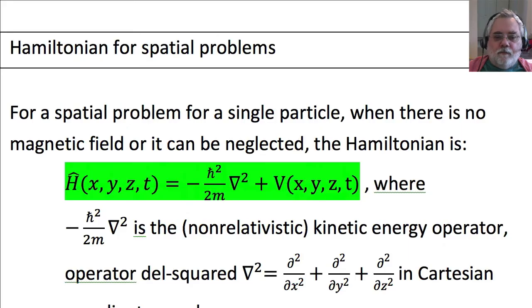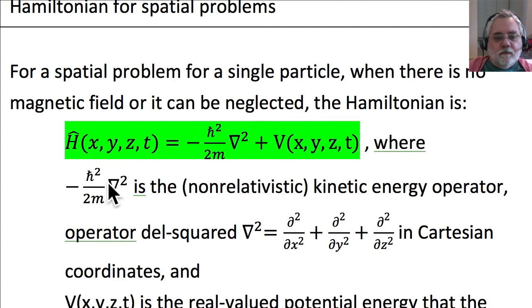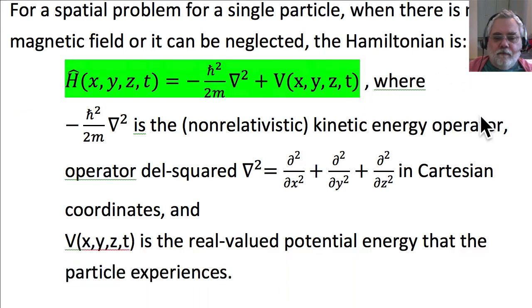For a spatial problem for a single particle, when there is no magnetic field or the magnetic field can be neglected, the Hamiltonian is H hat of x, y, z and time equals minus h bar squared over 2m del squared. This is the kinetic energy term, the kinetic energy operator, non-relativistic, plus V of x, y, z and t, where V of x, y, z and t is the real valued potential energy that the particle experiences.